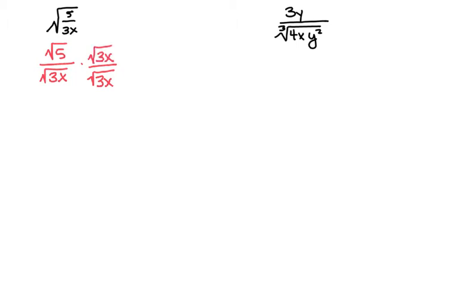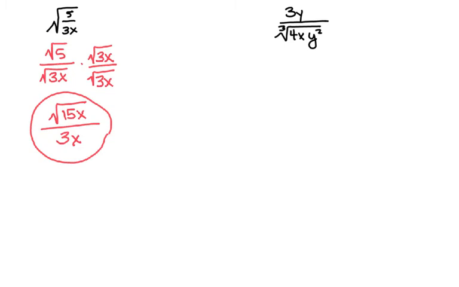Okay? So again, I have to multiply by 1 so that my new expression is equivalent, but I want to multiply by the most convenient form of 1. In this case, it's root 3x over root 3x. Root 5 times root 3x gives us root 15x. And root 3x times root 3x, like I said, gives us just the radicand, 3x. So that denominator is rationalized.